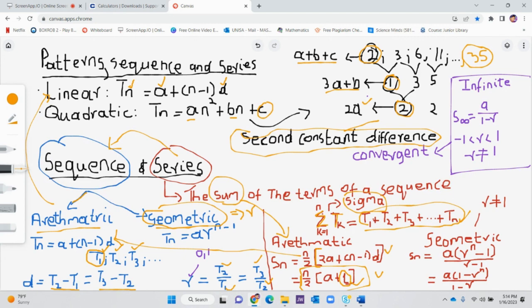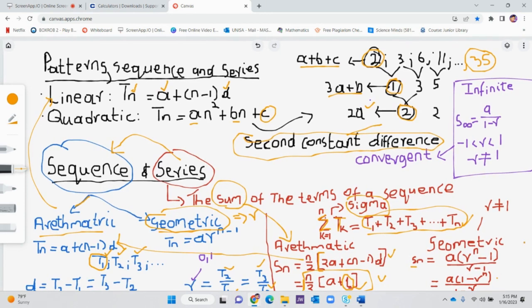How about the geometric series formula? Remember geometric series, what is it? It is the sum of terms of the geometric sequence. With that one, we have Sn equals a into r to the power of n minus 1, divided by r minus 1. Or you can say Sn equals a into 1 minus r to the power of n, divided by 1 minus r. Whether you use this formula or that one, it's up to you.